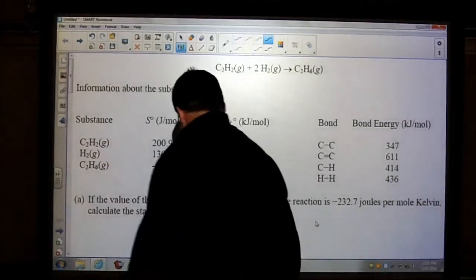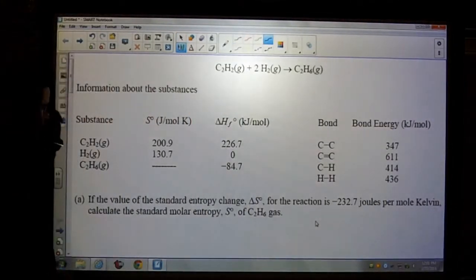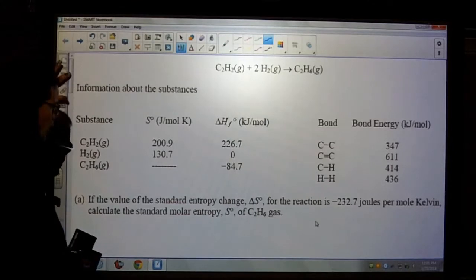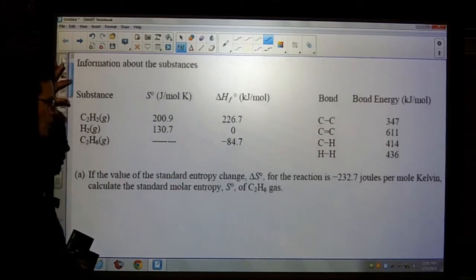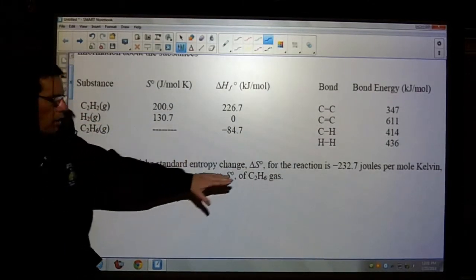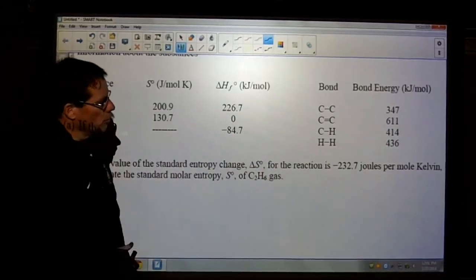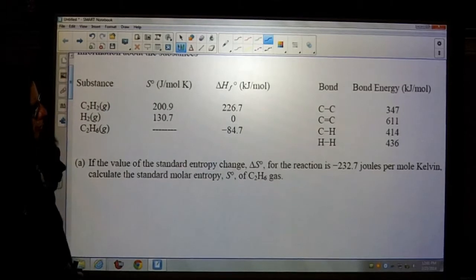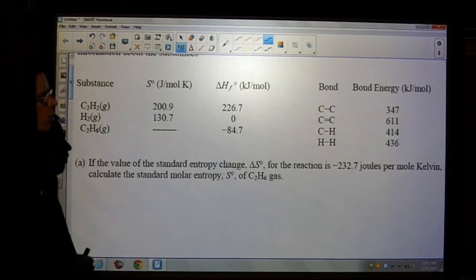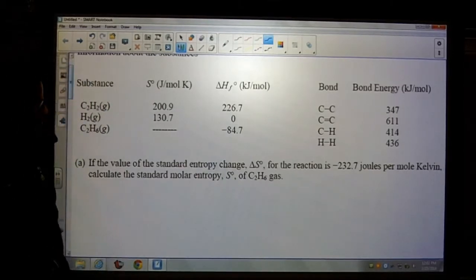Part A asks, if the value of the standard entropy change, which is delta S, so again, delta S represents chaos, disorder, for the reaction is negative 232.7 joules per Kelvin, or per mole Kelvin, calculate the standard molar entropy.